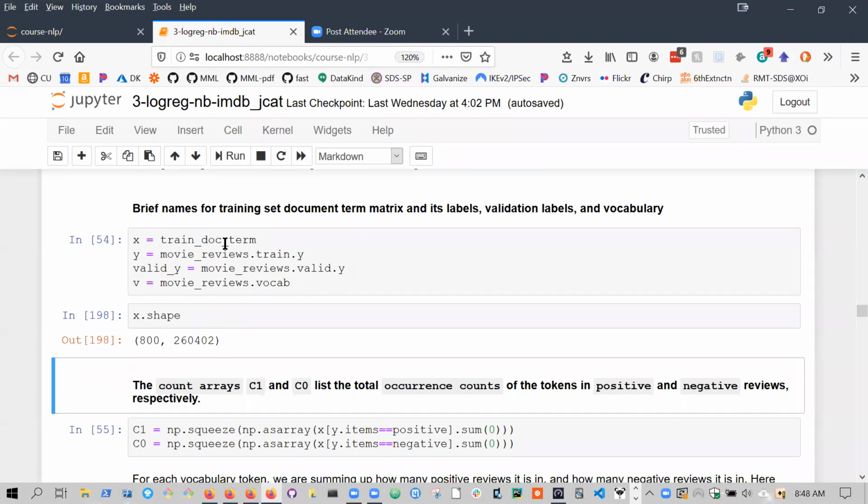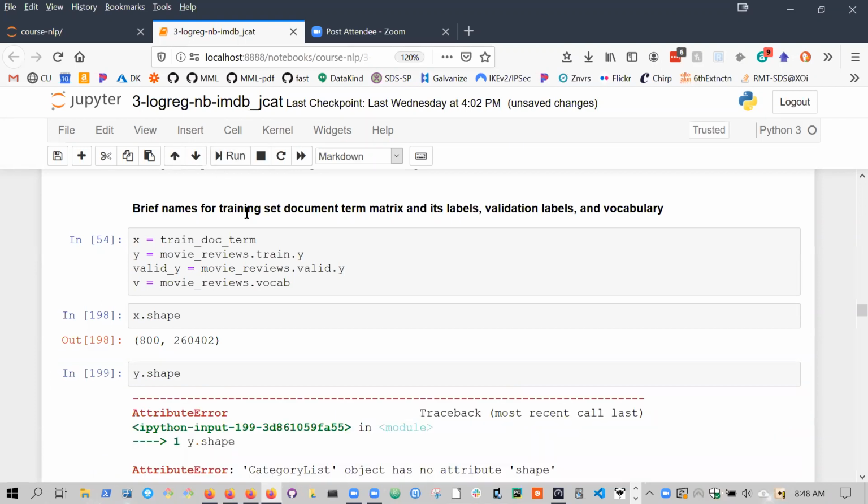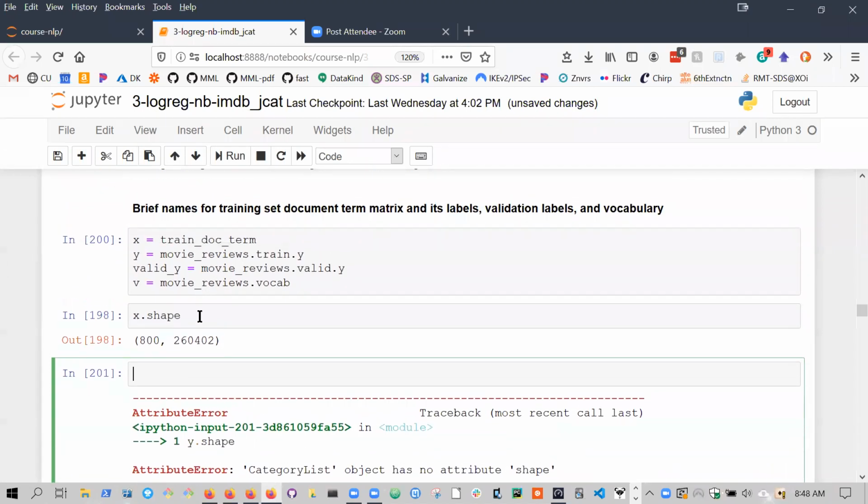Train dot term. I'm a little confused here. Let me see something. Oops. Why? I have to execute it. Let's see. So the X is the train. Oh, it doesn't have. It's a term document. Pardon? So the X is not a training set, but it's the document term matrix. Yeah, document term matrix.